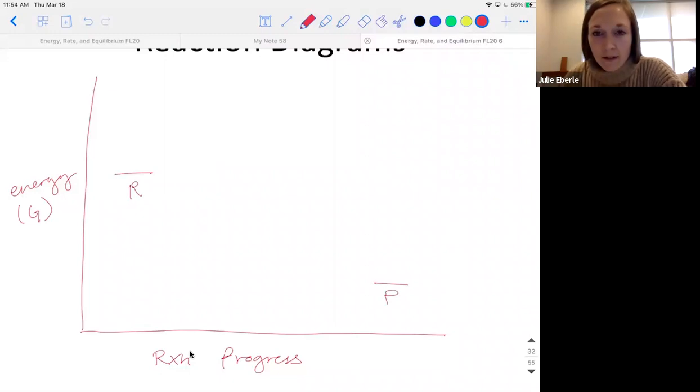So to have molecules that hit with enough energy, the reason they have to hit with enough energy is because there's actually an energy barrier.